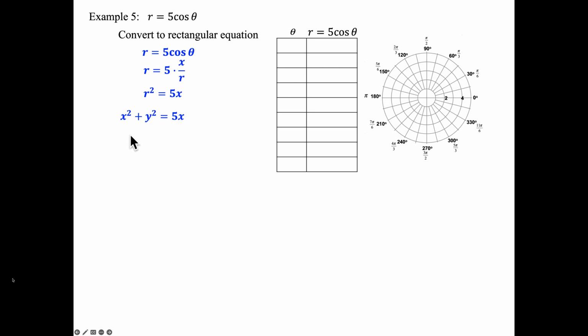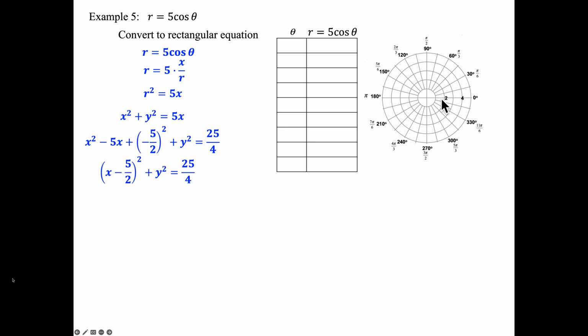So I subtract the 5x over, and then I have to complete the square of the x term. I take half of negative 5, negative 5 halves, square it, and add that to both sides. This becomes x minus 5 halves squared plus y squared equals 25 over 4. Okay, well, this is a circle. It centers at 5 halves, comma 0, with a radius of 5 halves.